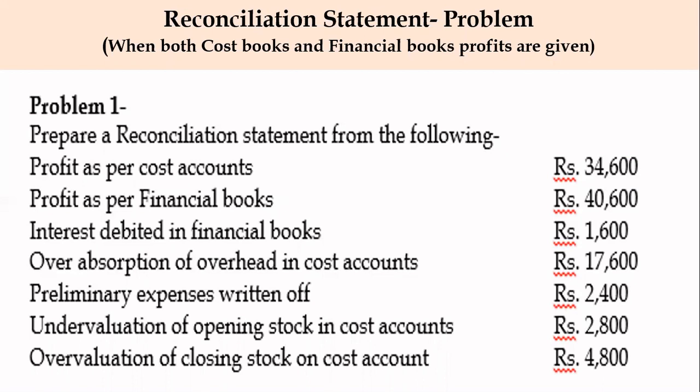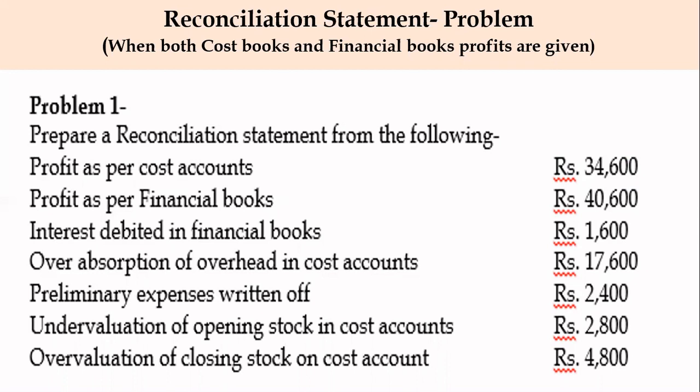Interest debited in financial books 1,600. Over absorption of overhead in cost accounts rupees 17,600. Preliminary expenses written off rupees 2,400. Undervaluation of opening stock in cost accounts rupees 2,800, and finally overvaluation of closing stock in cost account rupees 4,800.